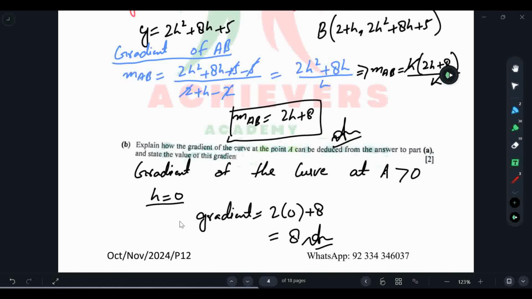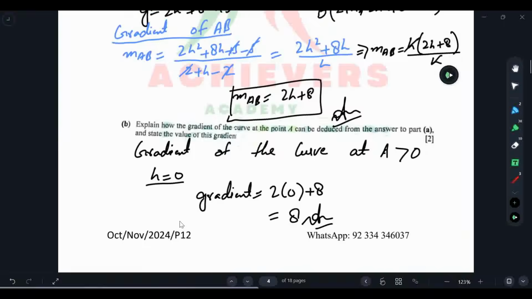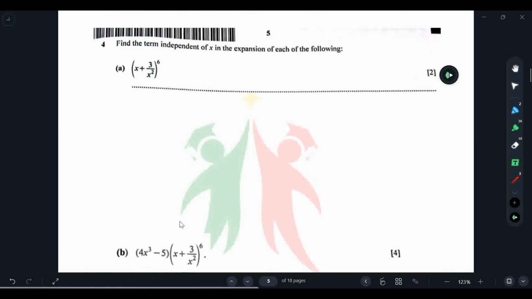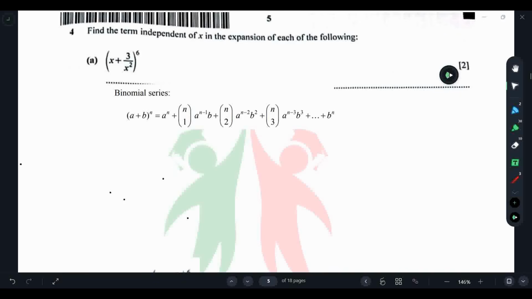Let's move to the next one, question number 4. On question number 4, find the term independent of x in the expansion of the following. Independent of x means we should ignore the remaining terms. But we must know how to expand using binomial expansion. So for this one, we have to use binomial expansion.